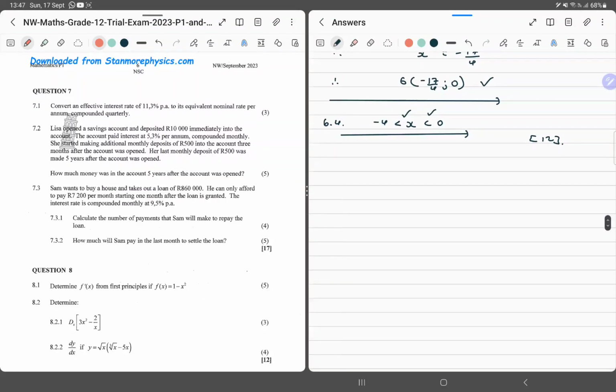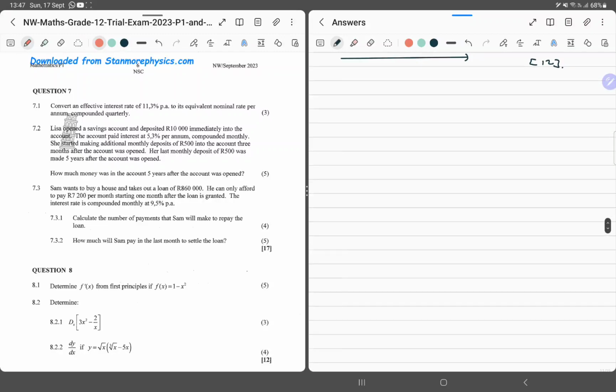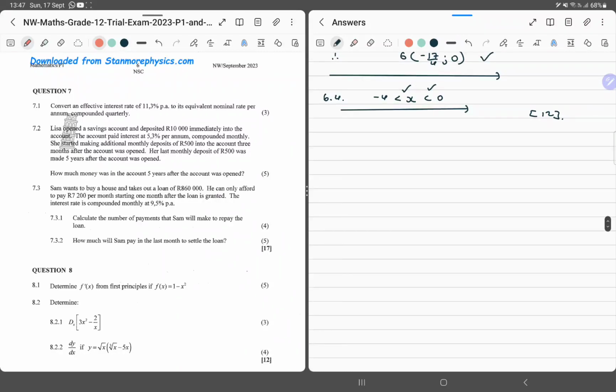Okay, guys, we have to do our finances so that we can be rich. Our finances will make us rich if we're aware. Now, question 7 says, convert an effective interest rate of 11.3% per annum to its equivalent nominal rate per annum compounded quarterly. Okay, this is a grade 11 question essentially.